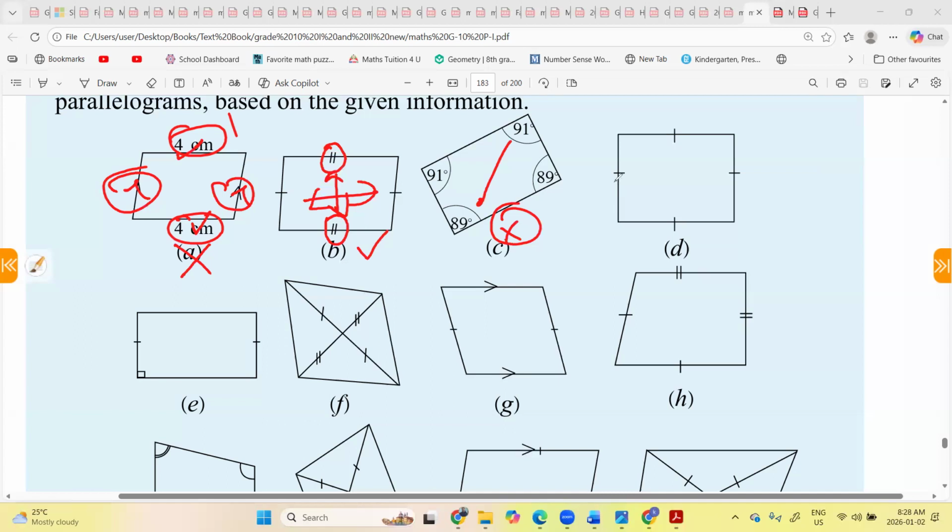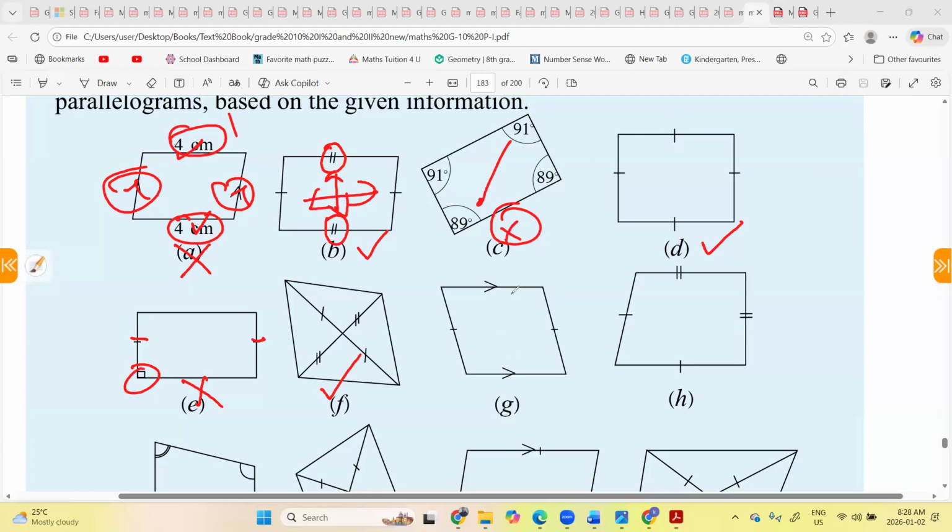Opposite sides equal, all sides are equal. That is the additional one, a special one. But here opposite sides are equal, so parallel. According to the data, students, the data are not enough. This side is equal, one of the angles here. So that is not a parallelogram. Data is not enough. Here the diagonals bisect each other, so parallelogram.